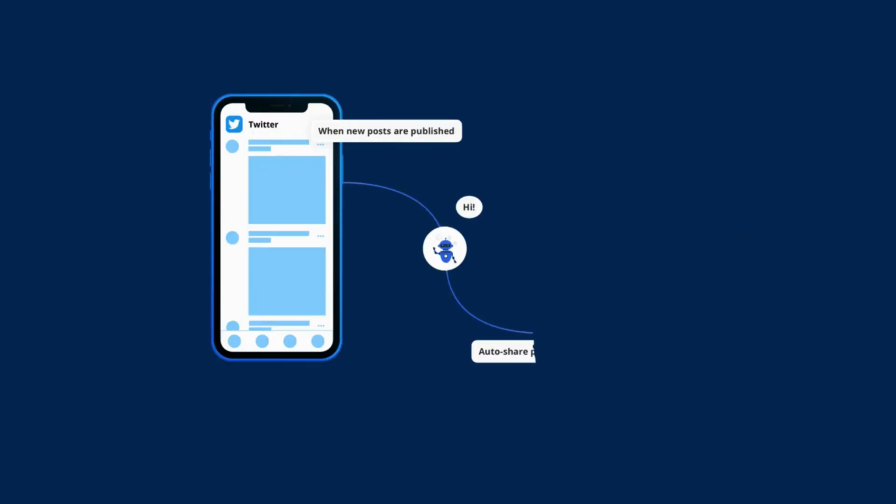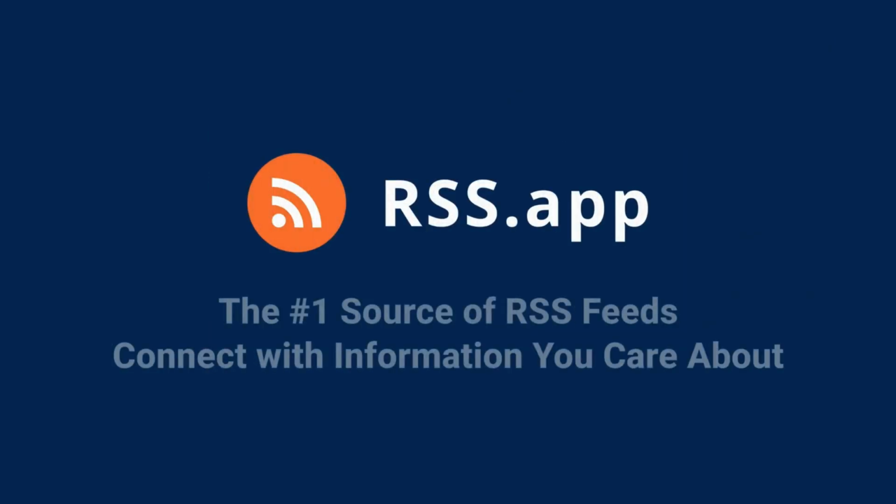That's how easy it is to bring X updates into Telegram with RSS app. Try it out and explore what else you can automate with RSS app.